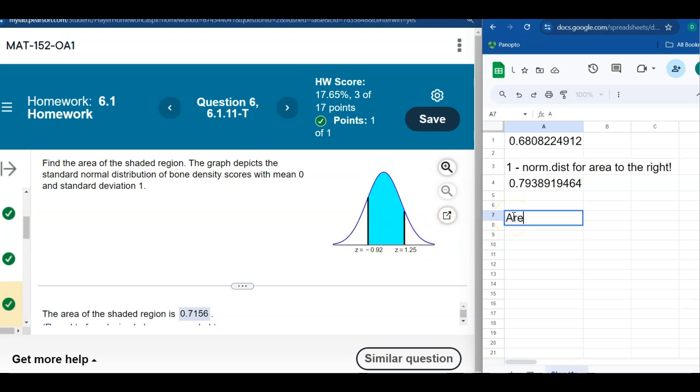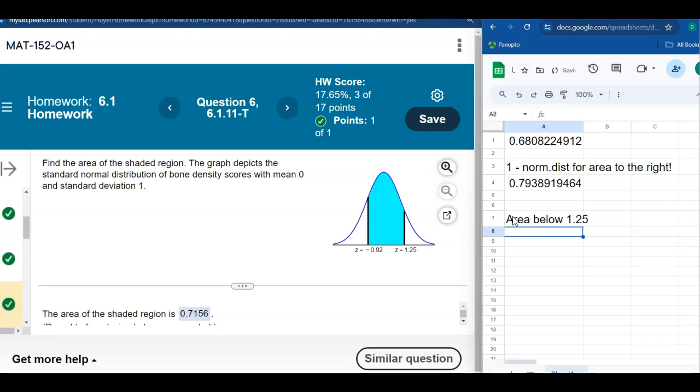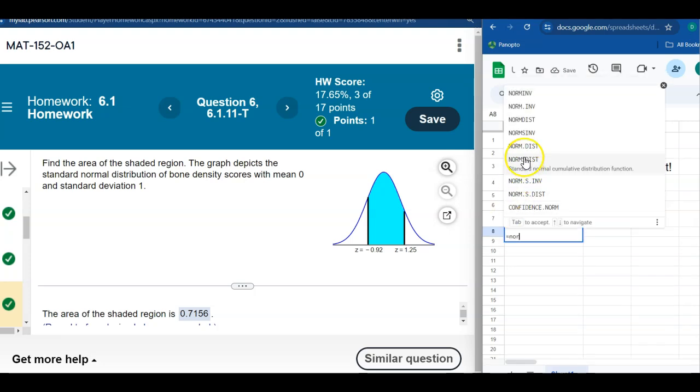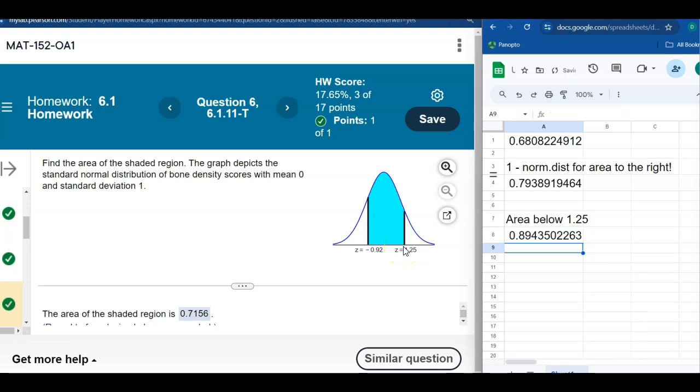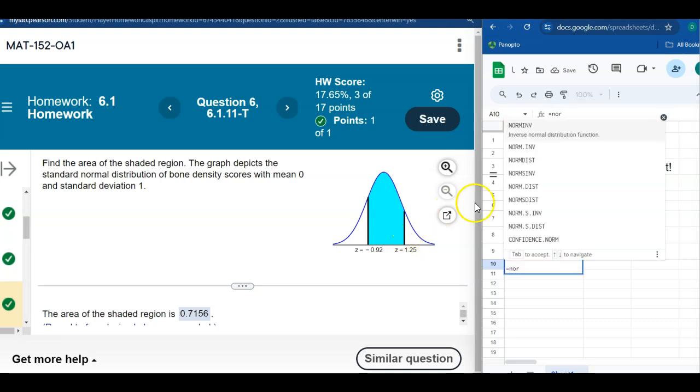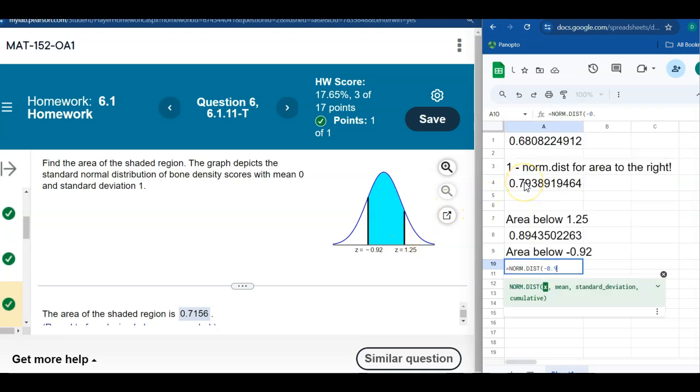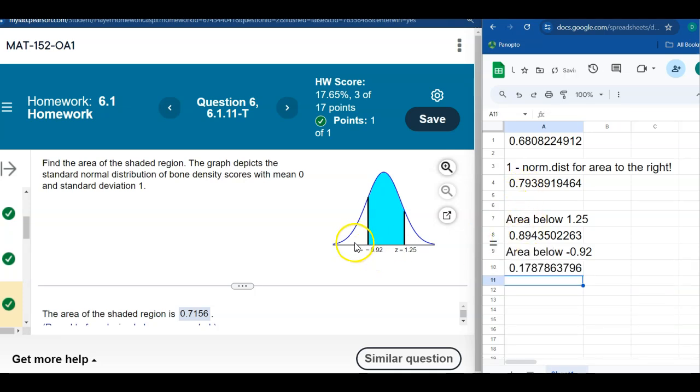So this, I'm just going to label it area 1.25. That's going to be equal norm.dist. The value is 1.25, the upper number, mean 0, standard deviation 1, and cumulative again, always yes. So there's that number that's below that one. Now, the area below the lower number is norm.dist, negative 0.92. The mean is 0, the standard deviation is 1, always 1 for cumulative. So there's the area below that number.